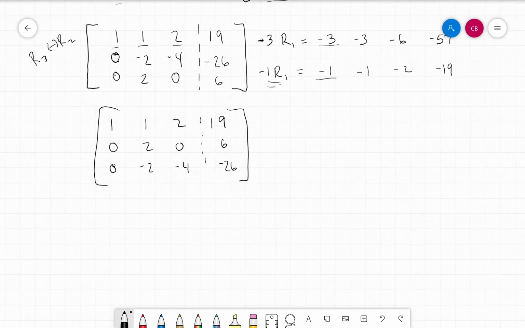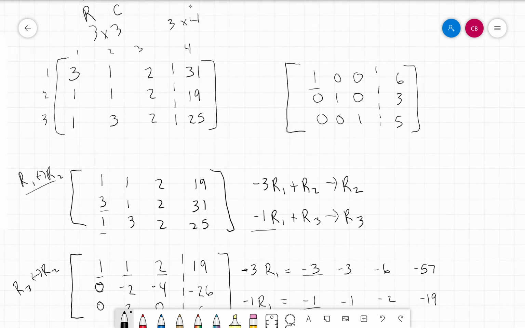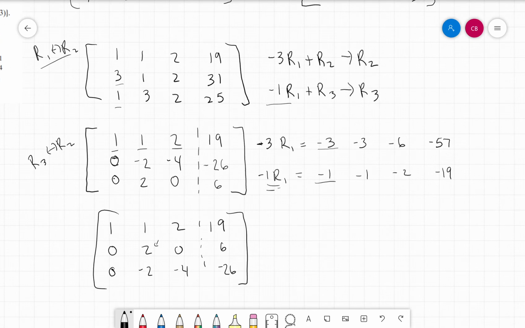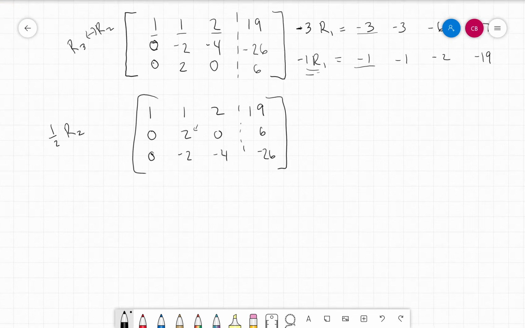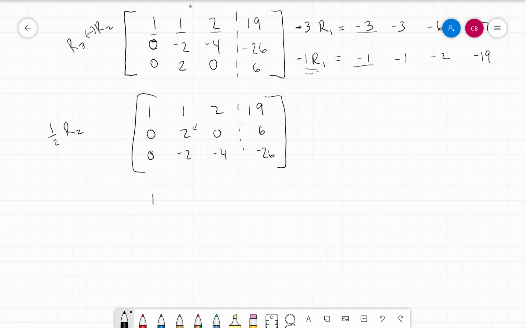Now, we want to get a 1 in this position because we want it to look like this matrix where there's a 1 here. So we can multiply row 2 by 1/2, and we get the following: 1, 1, 2, 19. 0, half of 2 is 1, half of 0 is 0, half of 6 is 3. Okay, and then 0, negative 2, negative 4, negative 26.